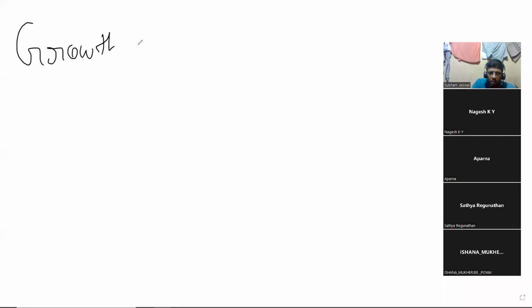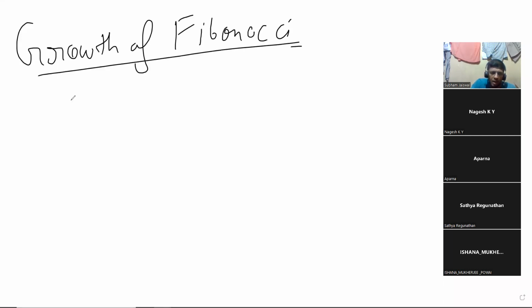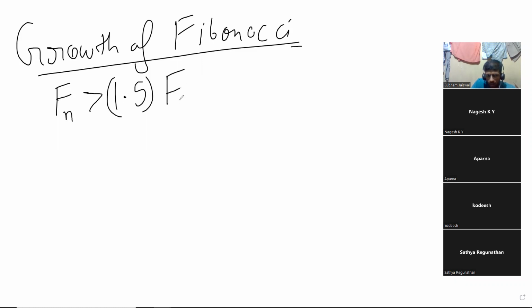So we are trying to understand the growth of Fibonacci, right? And we want to say that Fn, this Fibonacci, is at least 1.5 times Fn minus 1. That seems to be the claim. Is it correct? And then how do you prove this?